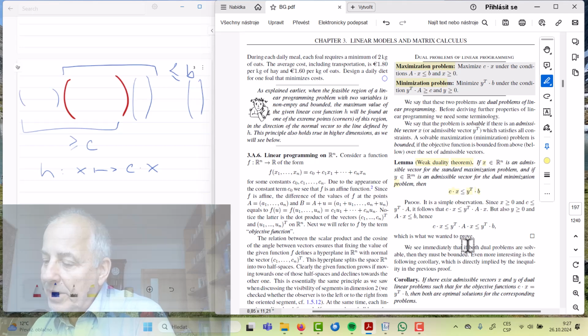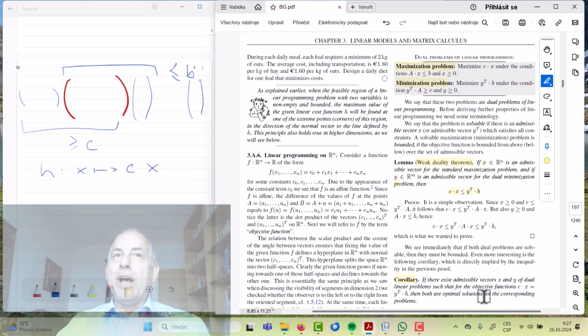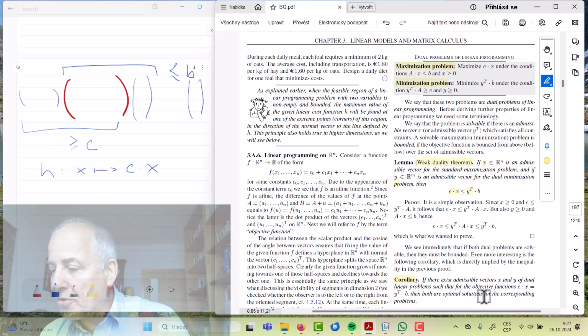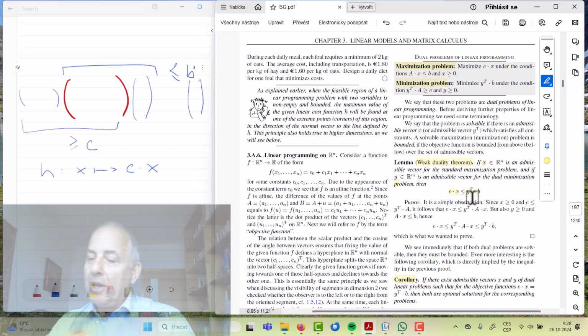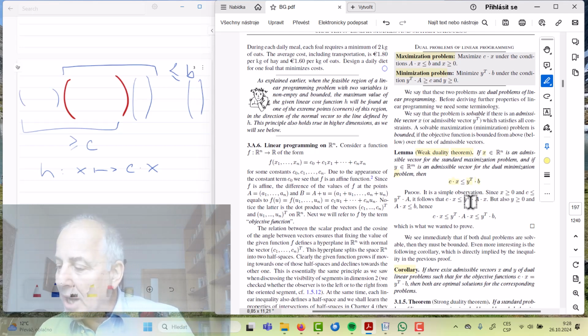And then, of course, there is this beautiful corollary, because it says that if there exist admissible vectors for both of the problems, then as soon as you get some vectors x and y for which the values coincide, so there will be equality instead of inequality, it must be the maximum for the first one and the minimum for the other one. There is no other way, right? So that's absolutely splendid.